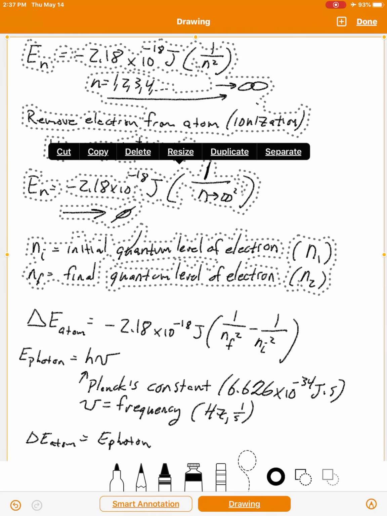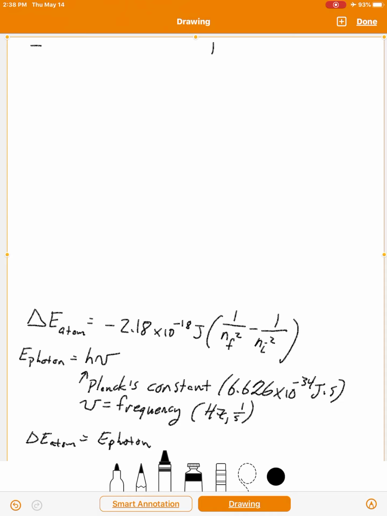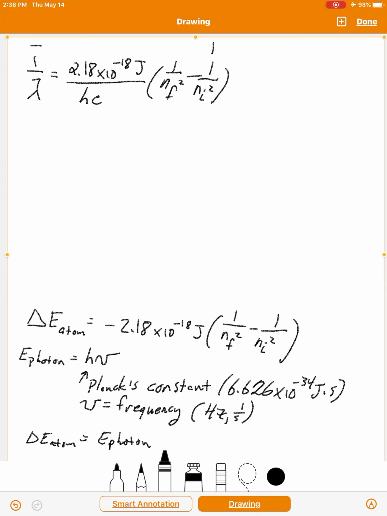So let's make a little room here. Okay. So I'm going to show you another form. This is from your textbook. 1 divided by the wavelength of the light that's emitted is equal to 2.18 times 10 to the minus 18 joules over Hc times 1 over n final squared minus 1 over n initial squared.